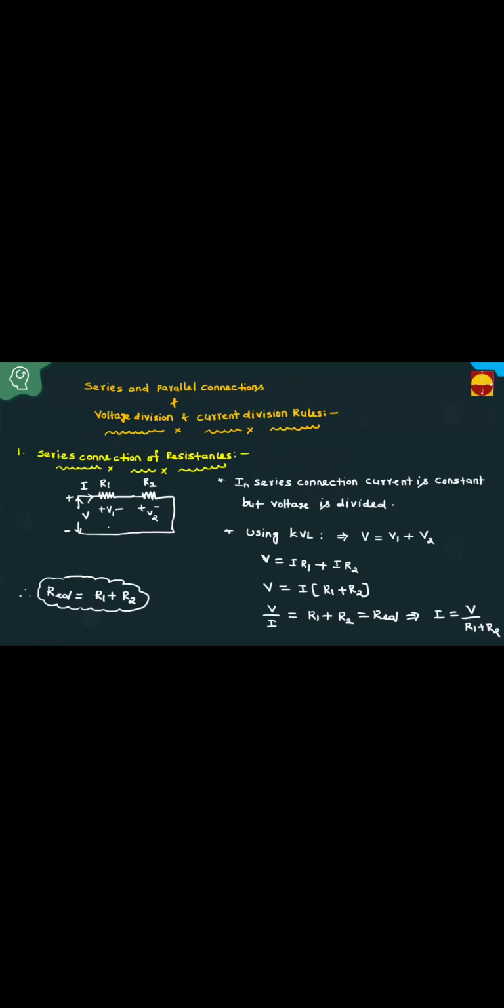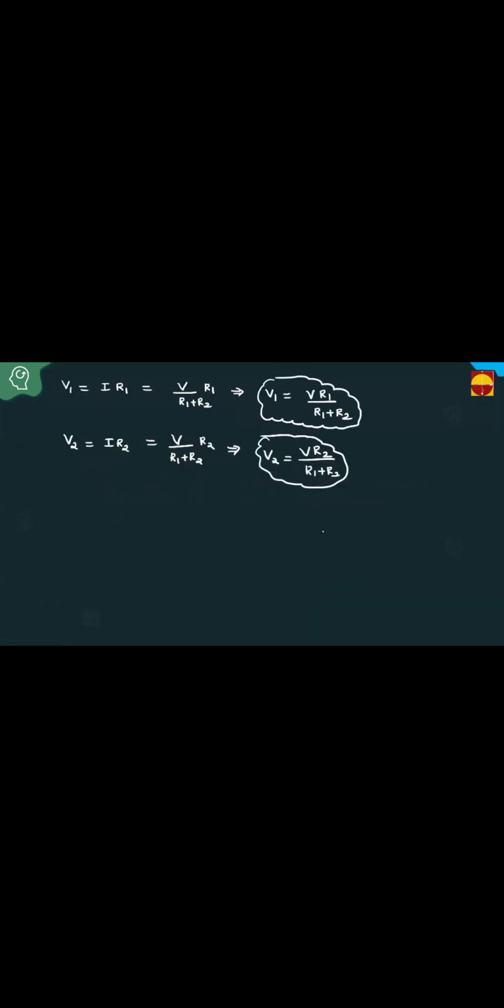If two resistors are present, like this, you can simply use the voltage division rule. If you have to calculate V1, V1 equals the total voltage times this resistance divided by the total resistance. V2 equals the total voltage times this resistance divided by the total resistance. This is called the voltage division rule, or voltage divider rule.